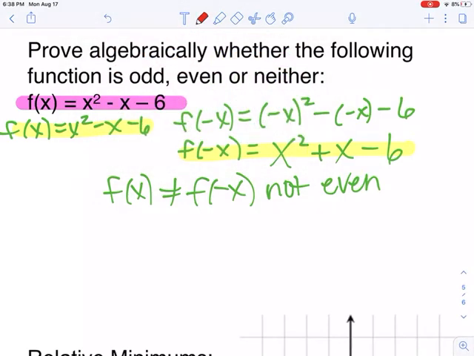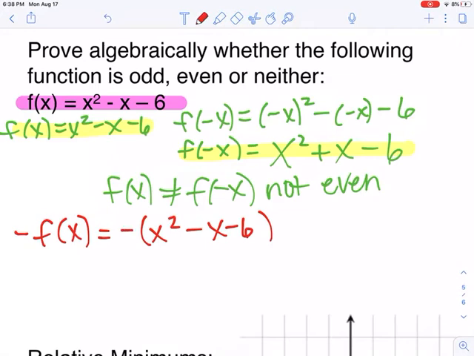Okay, now let's look at, since those two didn't match up, let's think about negative f of x, okay? And negative f of x means we're taking our function x squared minus x minus 6, we're throwing it in parentheses, and we're putting a negative out front.